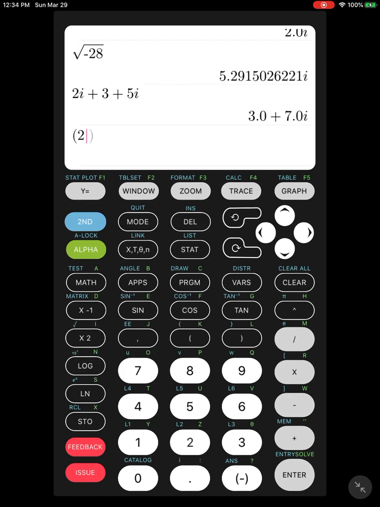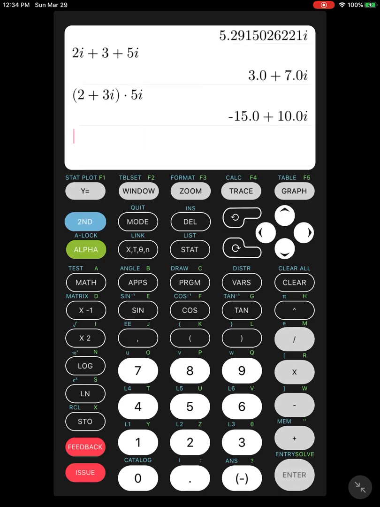So you could actually multiply these. So 2 plus 3i times, whoops, not minus. Let me delete that. Times the 5i. It will do that for you. It'll actually do all of the basic computational math for you.